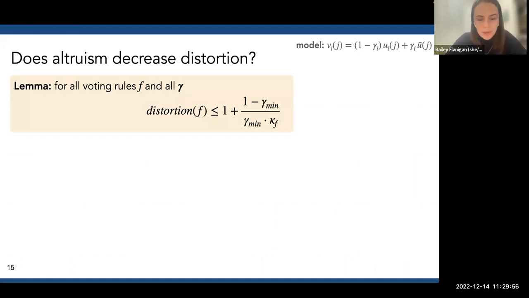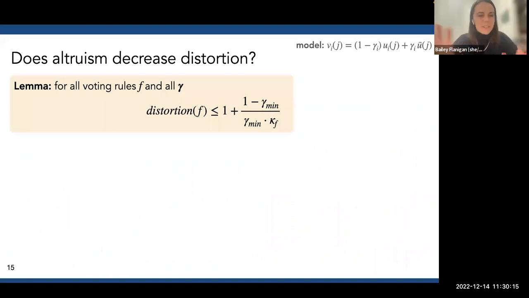Okay, so then the question is, does altruism really decrease the distortion? Intuitively, probably yes, right? Because we're promoting these higher average utility alternatives in people's rankings. But we're going to prove it. And this is the math slide of the talk. So hopefully we'll stay together here.